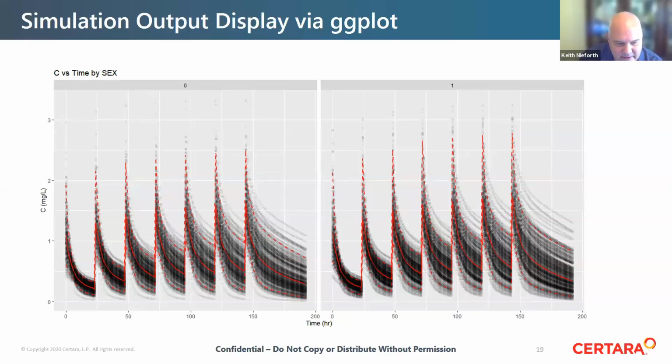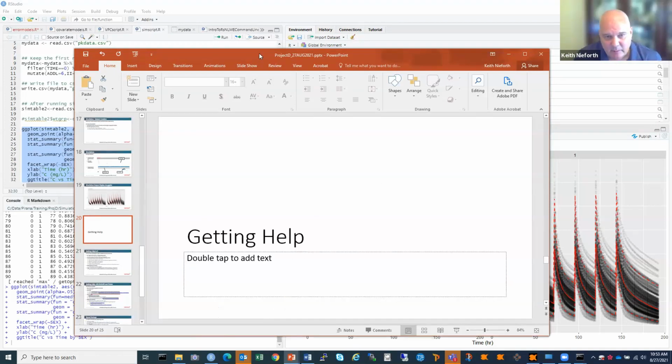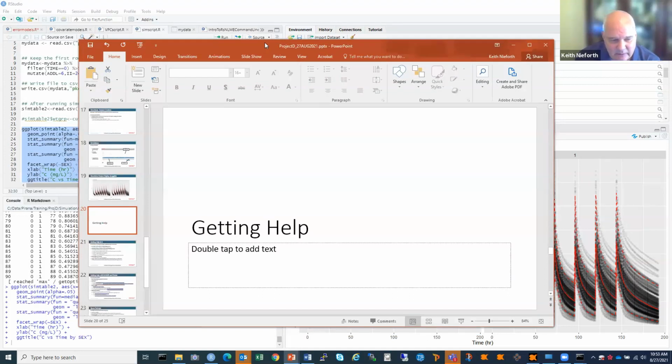Based on this dose regimen, maybe try some different dose regimens. That's the type of thing that you might want to be able to do. So that's it. I hope today's lecture gave you a really good feel for the core steps in a pharmacometrics analysis workflow.